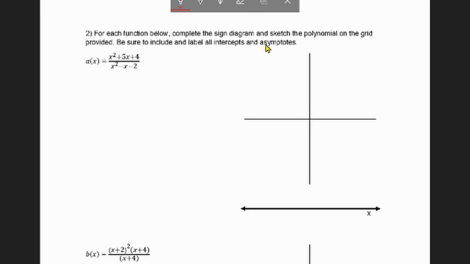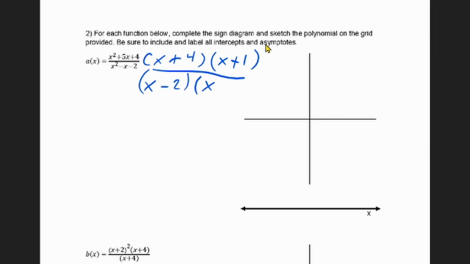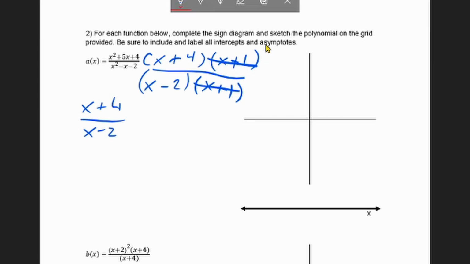Alright, number 2, we're drawing a graph based on the function that we're given. First thing I like to do is simplify this. So we'll start by factoring. We'll have x plus 4 times x plus 1 in the numerator, and x minus 2 times x plus 1 in the denominator. And as you can see, this x plus 1 cancels out because there's one in the numerator and the denominator. So our simplified equation is x plus 4 over x minus 2.